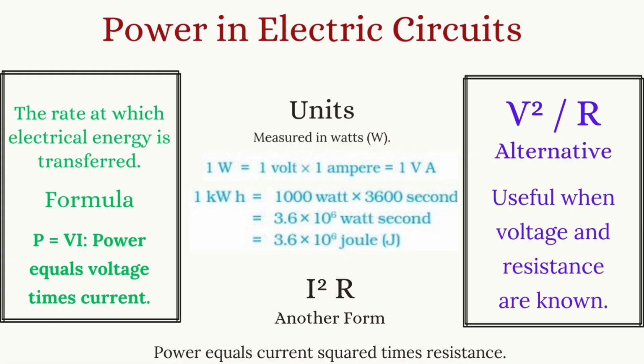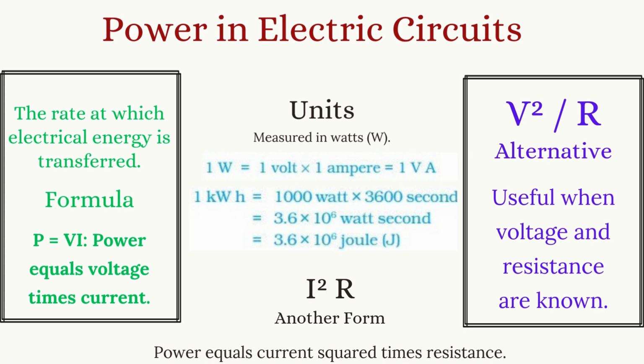Next, power in electric circuits. Power is the rate at which electrical energy is transferred. Power is measured in watts. The formula of power is equal to voltage times current. Power P equals VI. 1 watt is equal to 1 volt into 1 ampere. 1 kilowatt hour is equal to 3.6 into 10 raised to 6 joule.